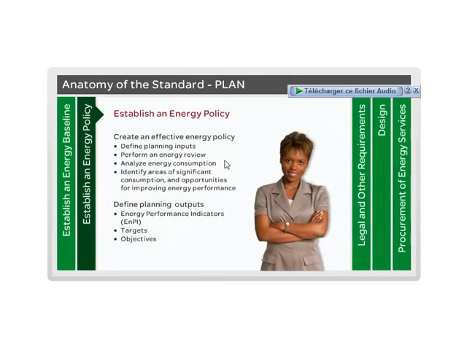The standard outlines the process of creating an effective energy policy, which includes defining planning inputs, performing an energy review, which includes analyzing energy consumption, identifying areas of significant consumption, and identifying opportunities for improving energy performance, and defining planning outputs, things like energy performance indicators, targets, and objectives.